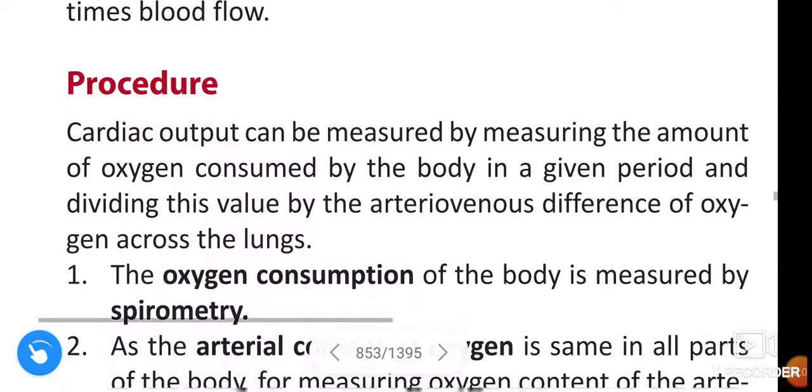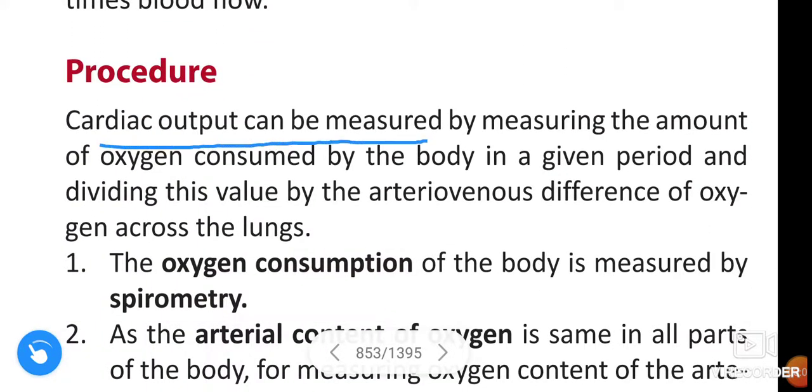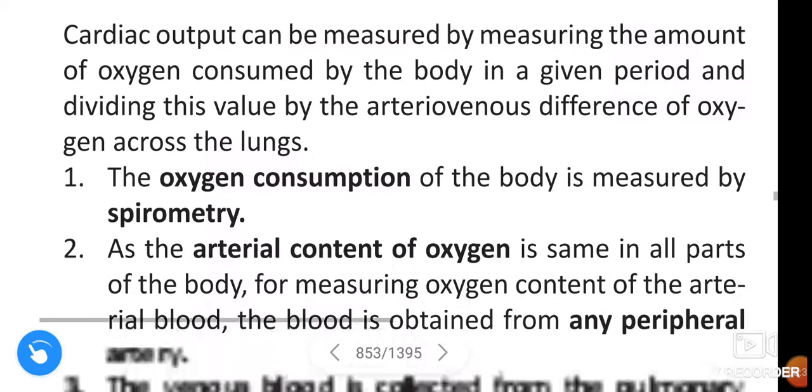Next, procedure. Cardiac output can be measured by measuring the amount of oxygen consumed by the body in a given time and dividing this value by the arteriovenous difference of oxygen across the lungs.